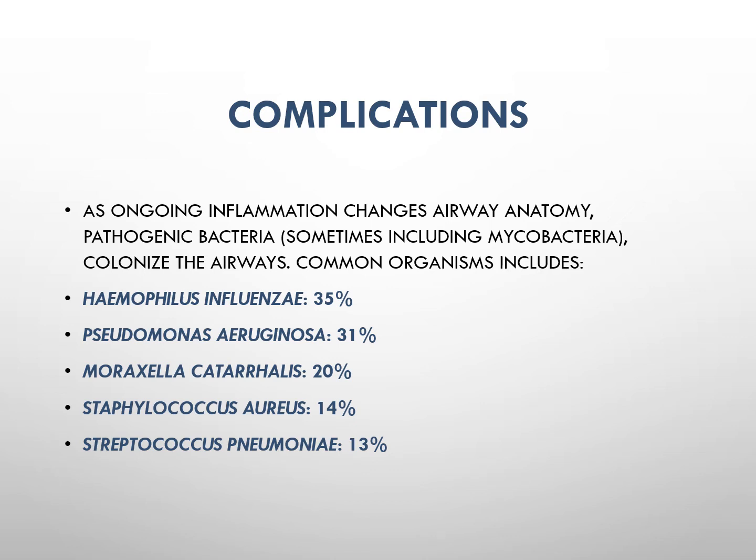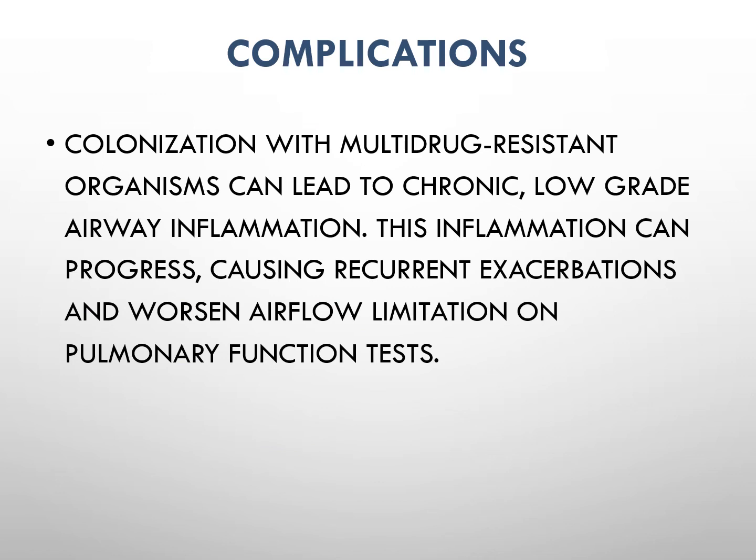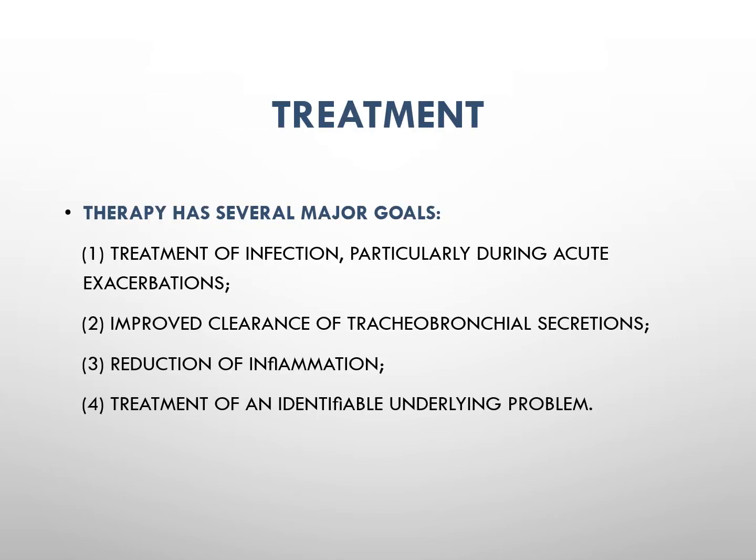As ongoing inflammation changes airway anatomy, pathogenic bacteria, sometimes mycobacteria, colonize the airways. Common organisms include Haemophilus influenzae, Pseudomonas aeruginosa, Moraxella catarrhalis, Staphylococcus aureus, and Streptococcus pneumoniae. Colonization with multi-drug resistant organisms can lead to chronic low-grade airway inflammation. This inflammation can progress, causing recurrent exacerbations and worsening airflow limitation on pulmonary function tests.